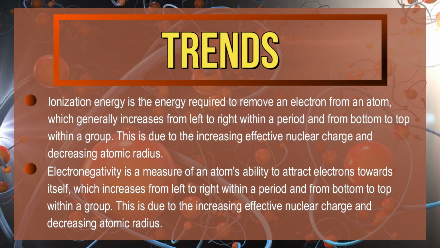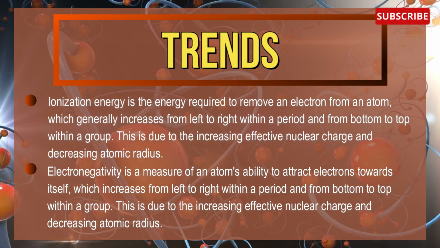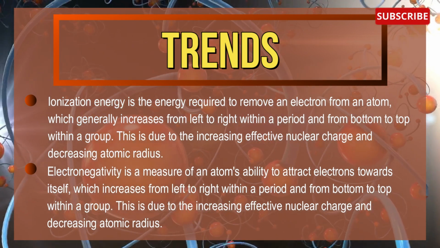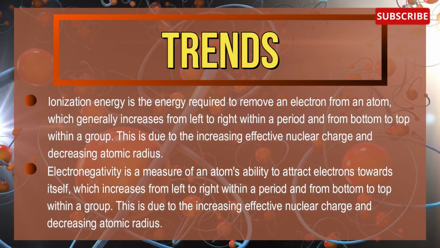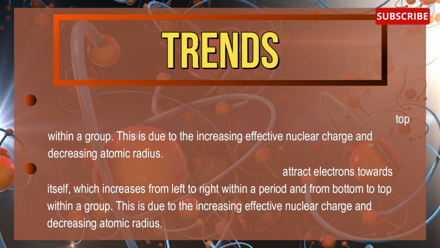Electronegativity is a measure of an atom's ability to attract electrons towards itself, which increases from left to right within a period and from bottom to top within a group. This is due to the increasing effective nuclear charge and decreasing atomic radius.